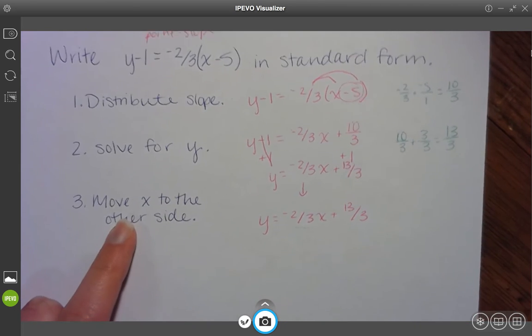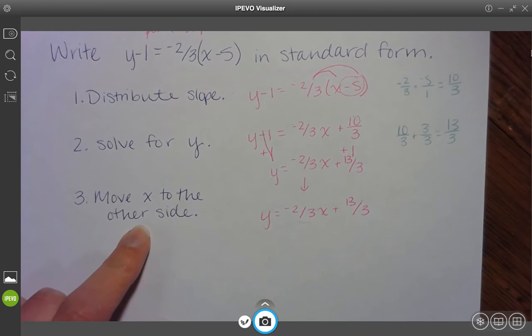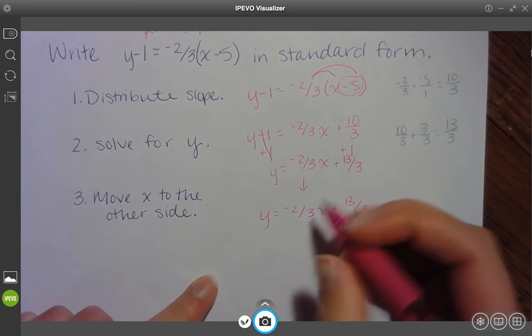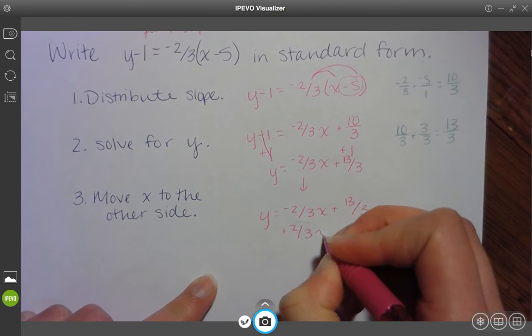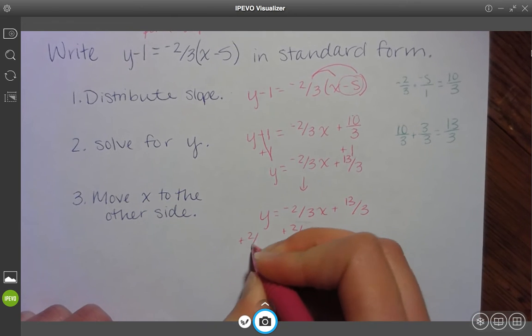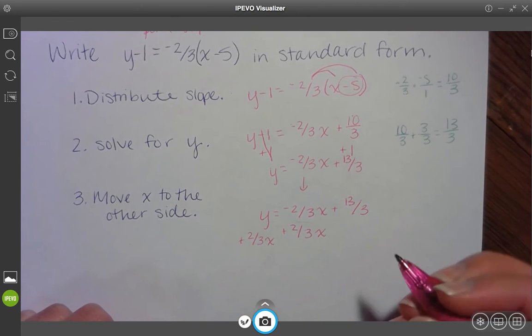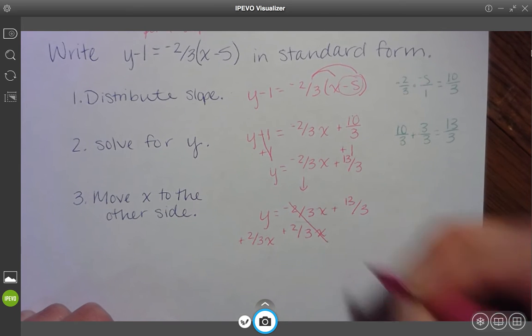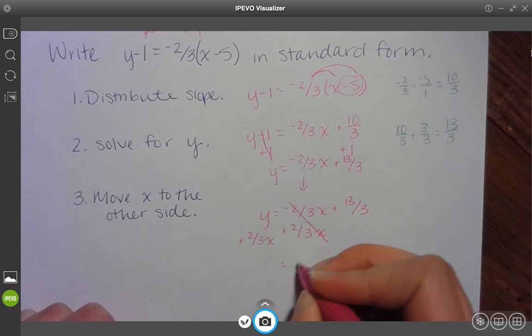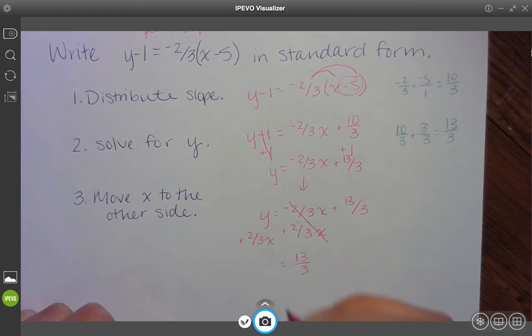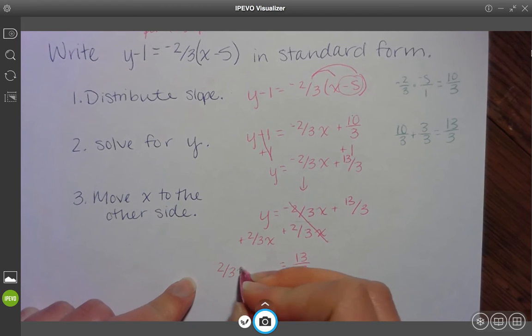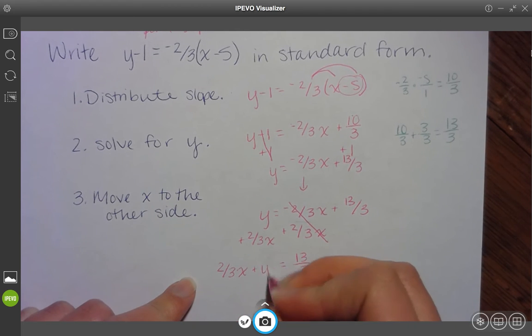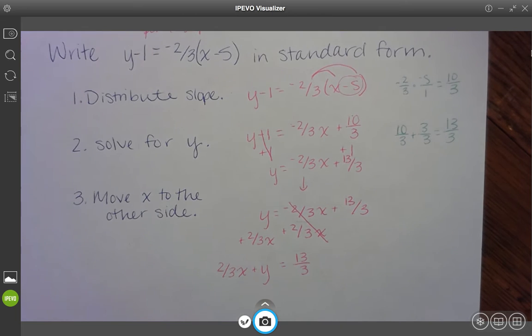And now the last part is to move x to the other side. So what I'm going to do to move x to the other side is I'm going to add the 2/3 x to both sides. That will cancel there. I'm left with 13/3 equals, let's see what we have over here. We have 2/3 x plus y. Right? Now we need to stop here.